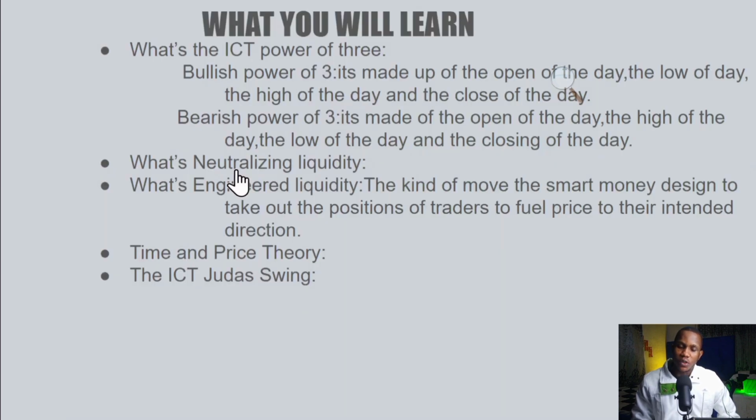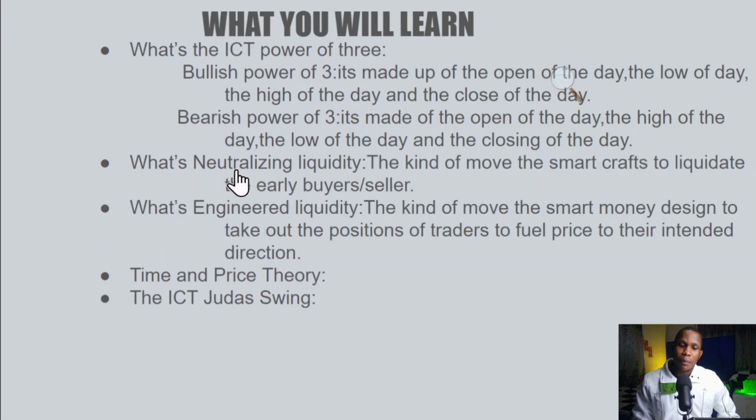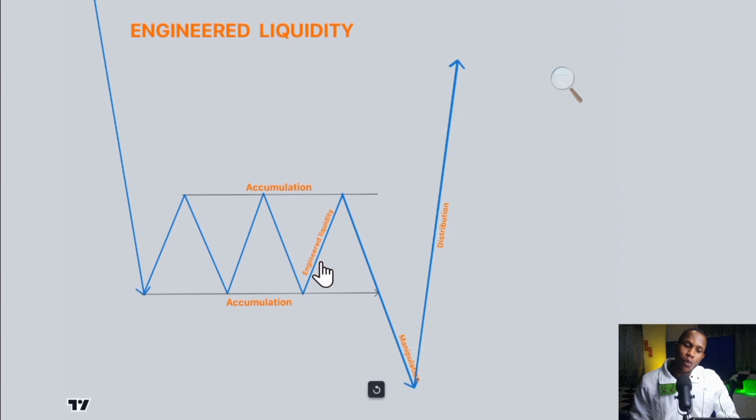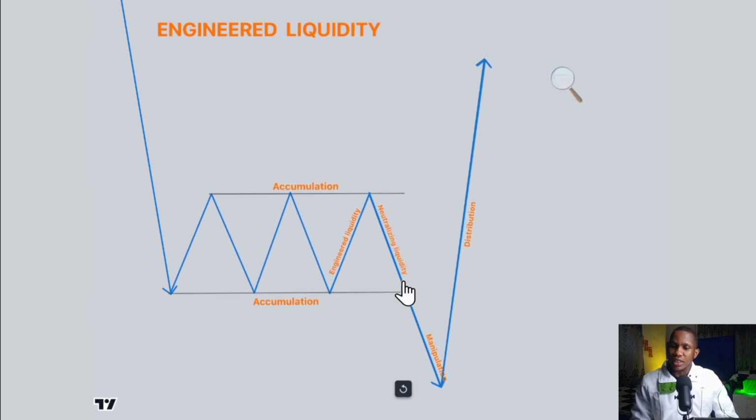So guys, what's neutralizing liquidity? After smart money are consistently doing this engineered liquidity, they make a neutralizing liquidity, which we say is the kind of move the smart money crafts to liquidate the early buyers and sellers in the market. So guys, when they check their playbook and they see that there are so many orders right here now, they now engineer a neutralizing liquidity that will take out your stop losses right here now.